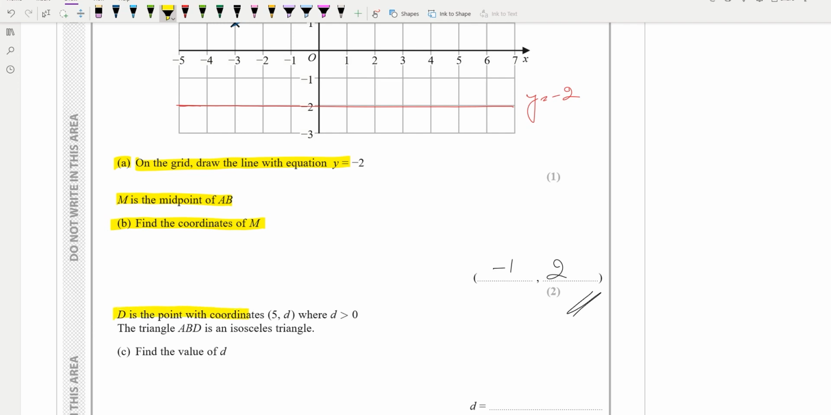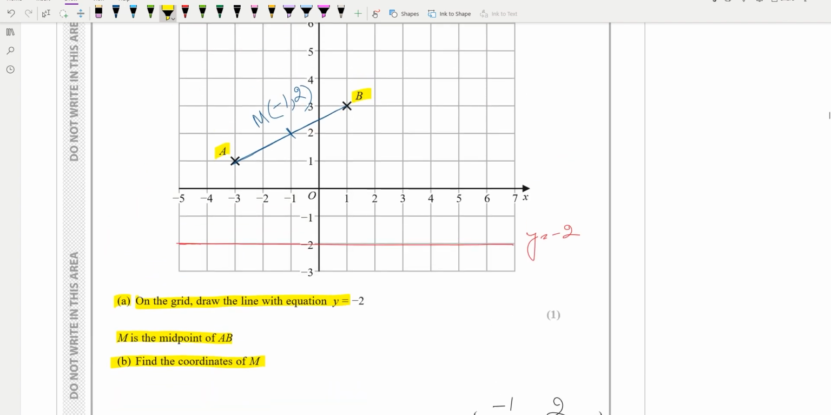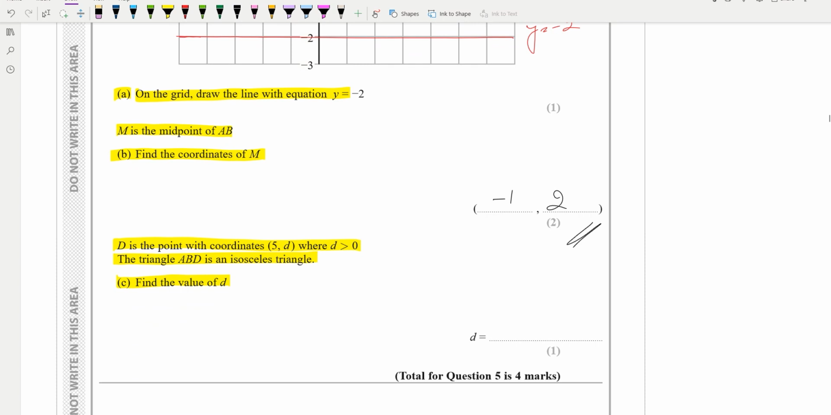Then next part, D is the point with coordinates 5 and d, where d is greater than 0. The triangle ABD is an isosceles triangle. C part, find the value of d. So 5 and d, 5 is here, so 5 and d. So isosceles triangle, so it will be over here, this point, and we can join this point to get the isosceles triangle. So it will be like this one, and this is the triangle. So this point will have coordinates 5 and 1. So we will write the coordinates 5 and 1. So d is equal to 1. This will be the answer for the 1-mark part.